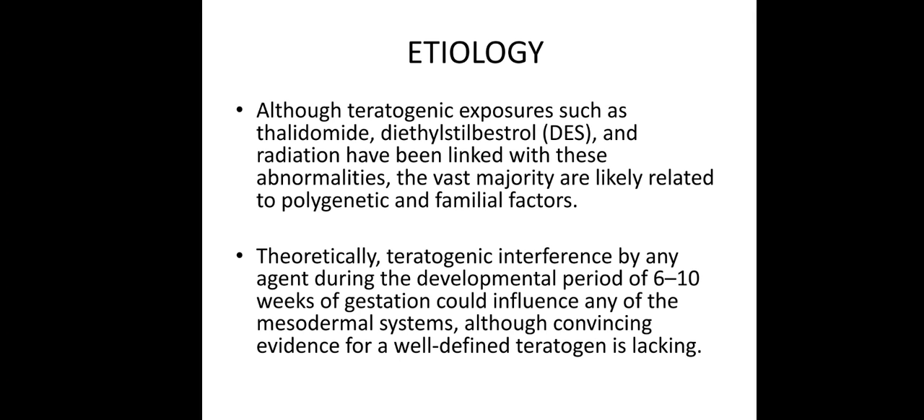Theoretically, teratogenic interference by any agent during the developmental period of 6 to 10 weeks of gestation can matter. That is the time we said that the bipotential gonad and both systems, the Wolffian and Mullerian systems, are developing. So any insult at that time can influence any of the mesodermal systems. The whole urogenital system, kidney, bladder, everything is developing from the mesonephros.